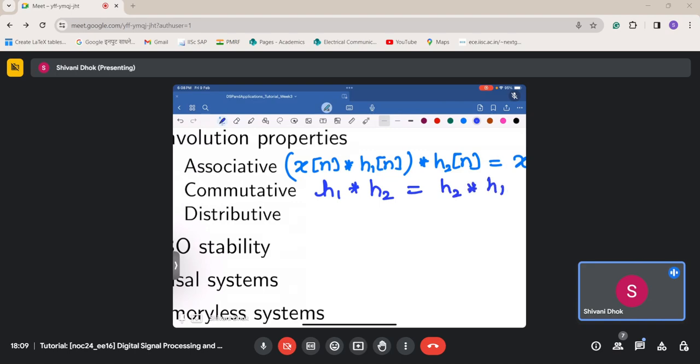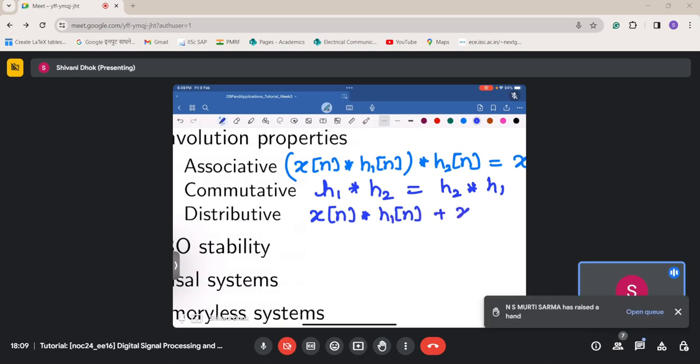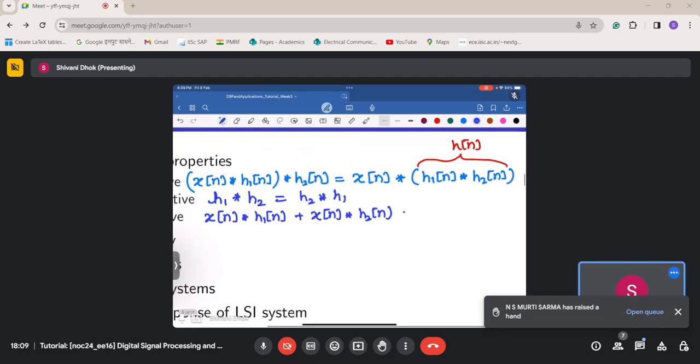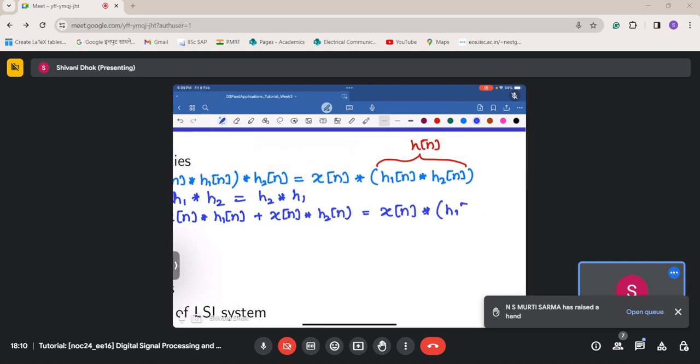And the next property that we did was the distributive property. So if I pass an input through one system, then add the output with the output of another system with impulse response H2, then this is equivalent to passing the same input through a system with impulse response H1n plus H2n. So this kind of thing is known as parallel.